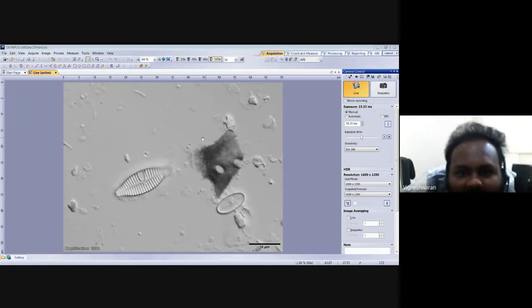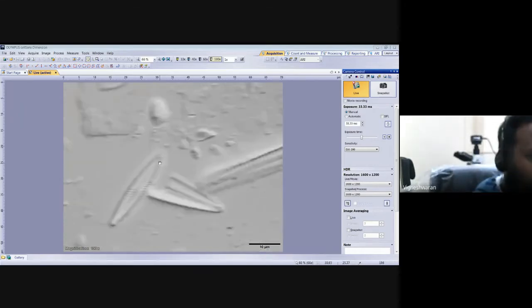We will arrange every diatom in that. I will show you how the plates look also.